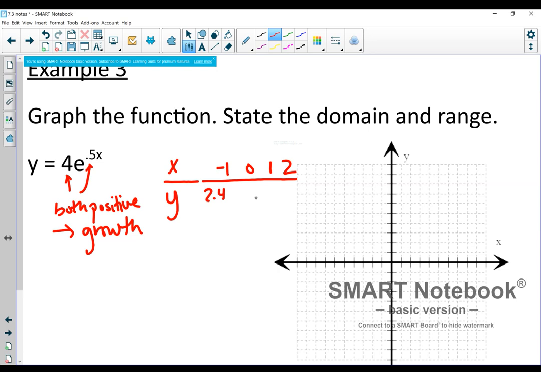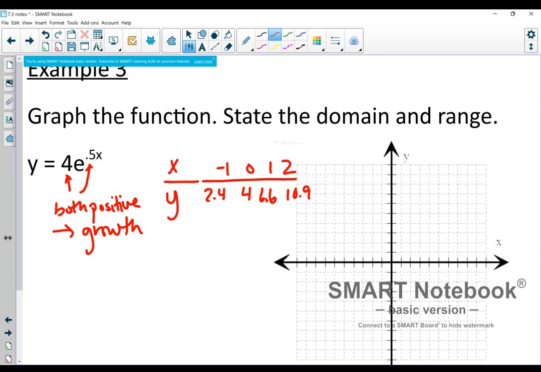If I raise e to the 0 power, because 0.5 times 0 is just going to be 0, I'd get 1 times 4 is just 4. And then first power, so that would be e to the 0.5 power times 4. So that's going to be about 6.6. I kind of jam these two close together. And then let's see, 0.5 times 2 would be 1. So the next one would be e to the first power. And times 4 would be about 10.9.